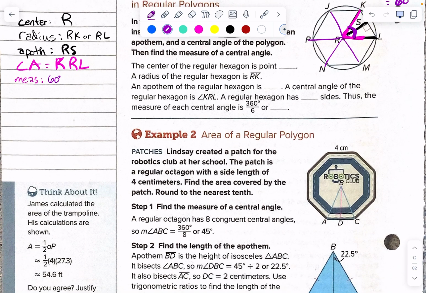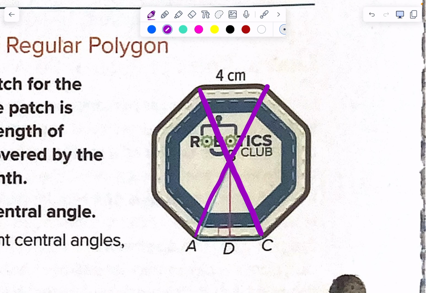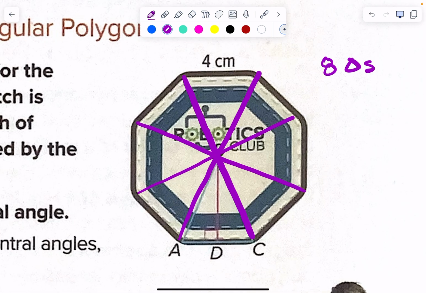Okay, here we go. Next one. They want us to find the area of this thing. What is this shape? That is a whole octagon. If I make it a whole octagon, how many little triangles does it have? 8 triangles. Yes? Let's find one triangle.